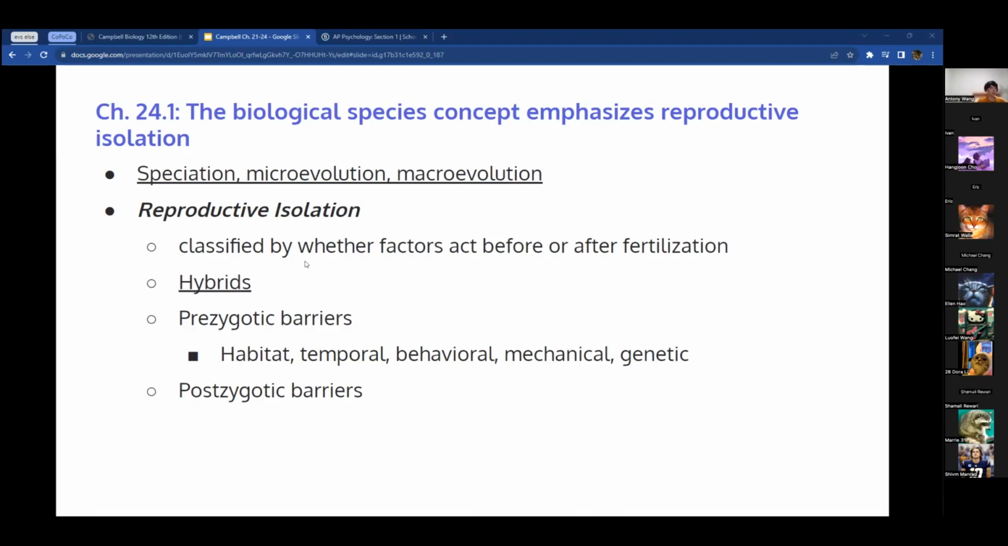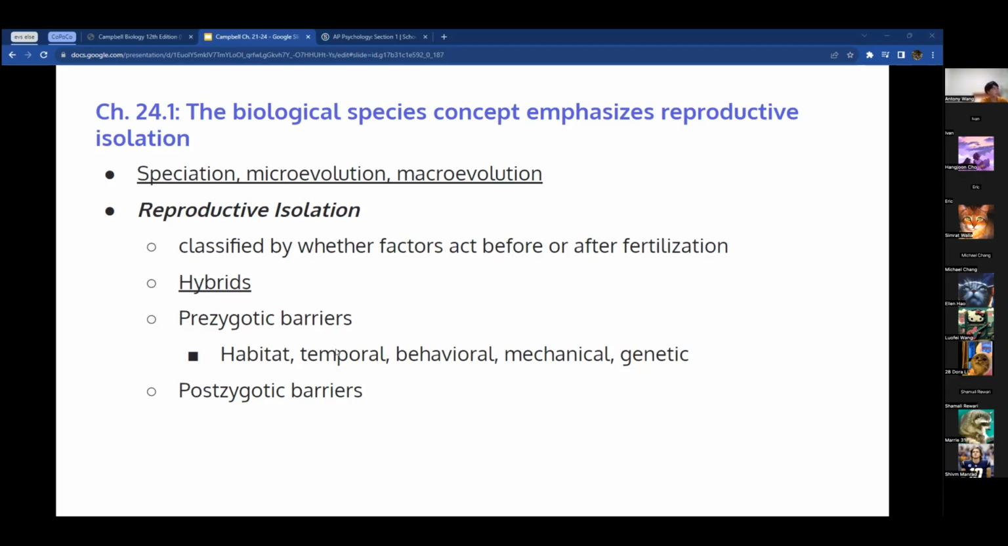They're classified by whether factors act before or after fertilization. So prezygotic barriers prevent fertilization from taking place. And postzygotic barriers are after the zygote is formed, after the egg is fertilized, something happens next that decreases the survivability of the offspring.